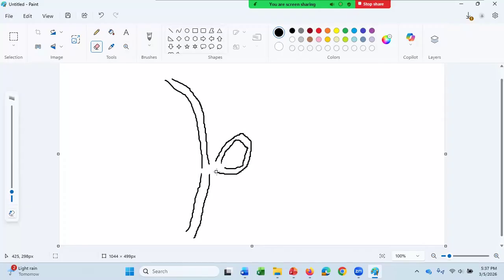See if I can do that right. Oh, that's pretty good. I'm not drawing that right. Let me figure this out. Yes, I am drawing it right. Let's go erase more of this one.